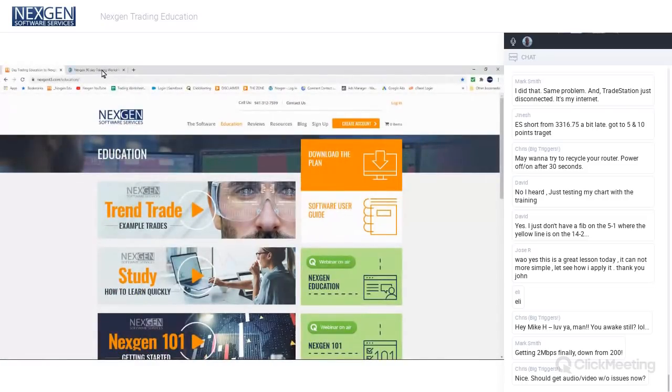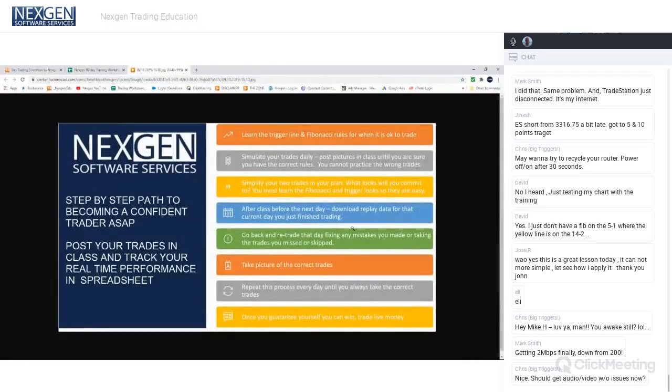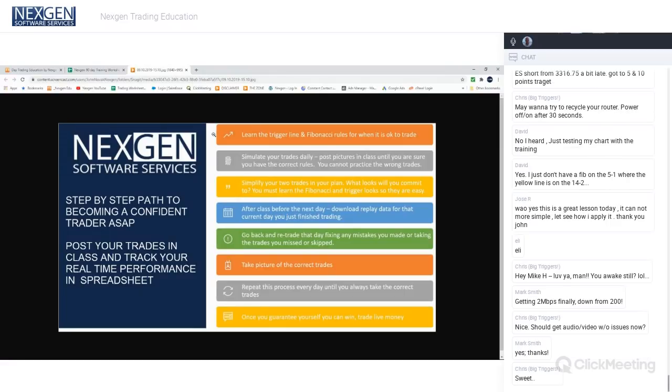I'm going to go through a couple of things. Number one, the spreadsheet. In the spreadsheet, there's a lot of information in here, right? How to reload your charts, daily steps and routines. Look, we've said this a million times, you've seen it in the video. Learn the trigger line and Fibonacci rules for when it's okay or not okay to take a trade. It has to be the first and most important thing that you do.